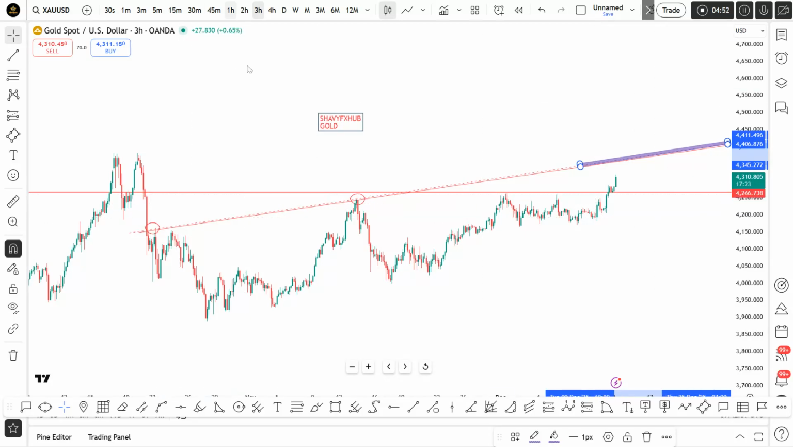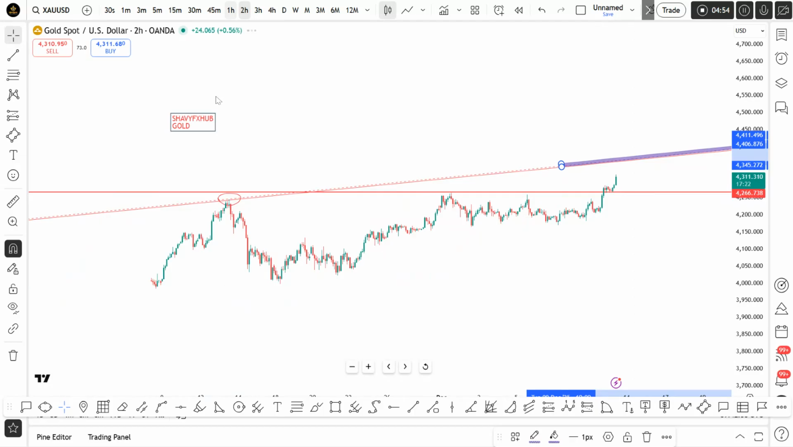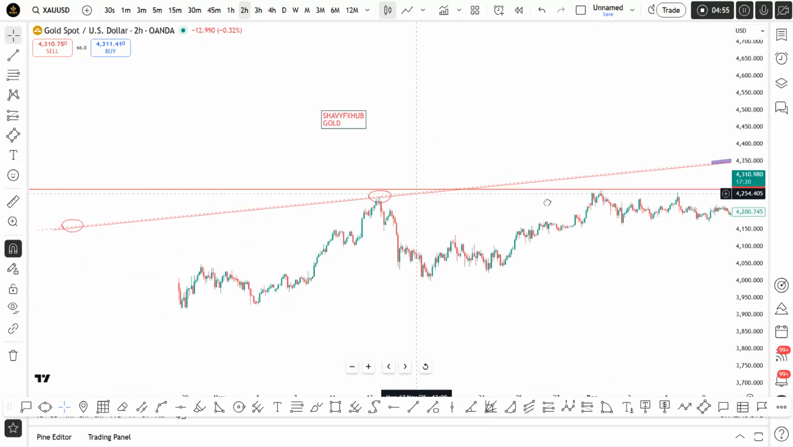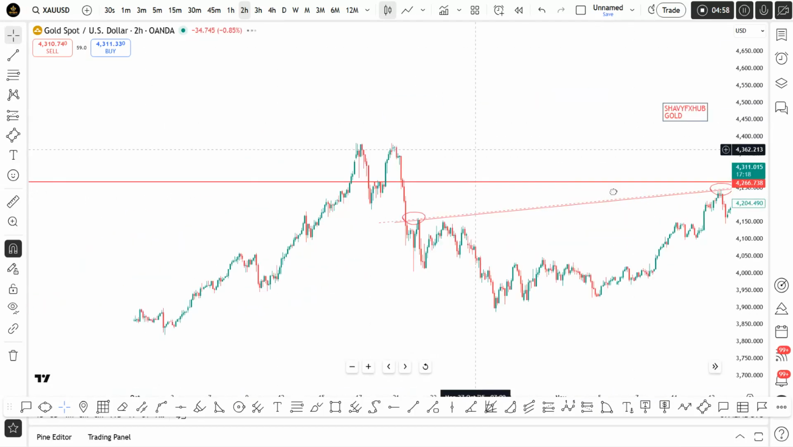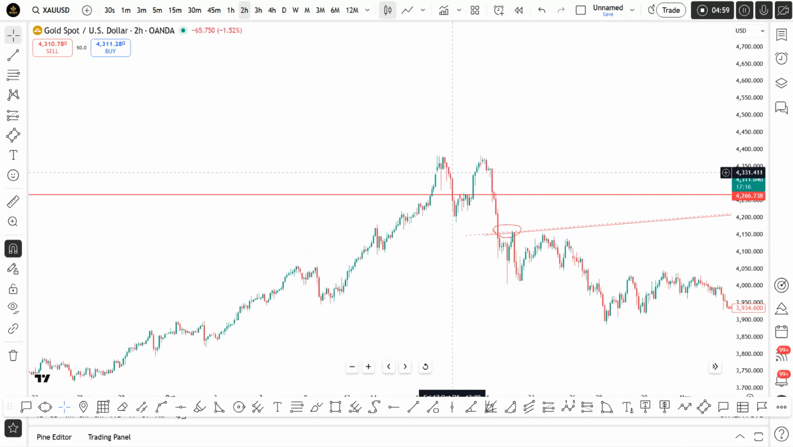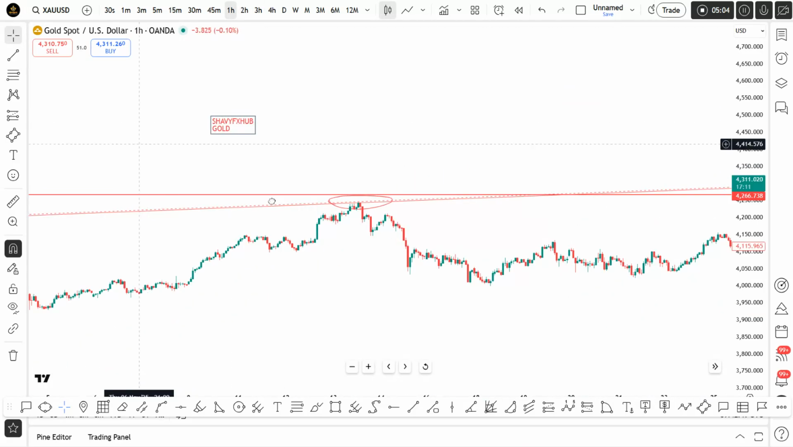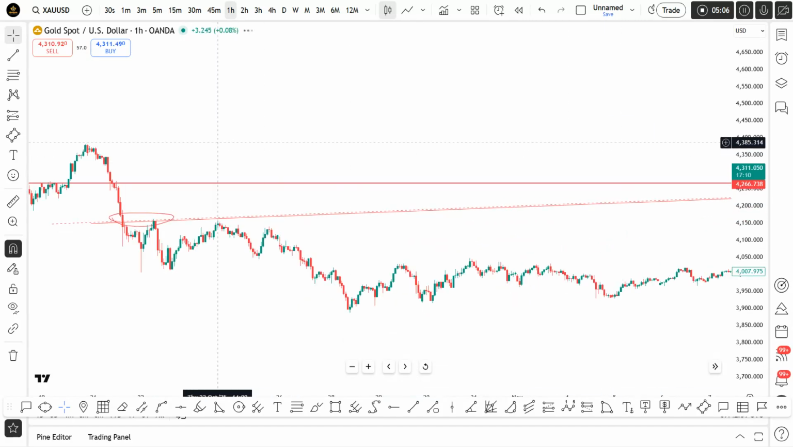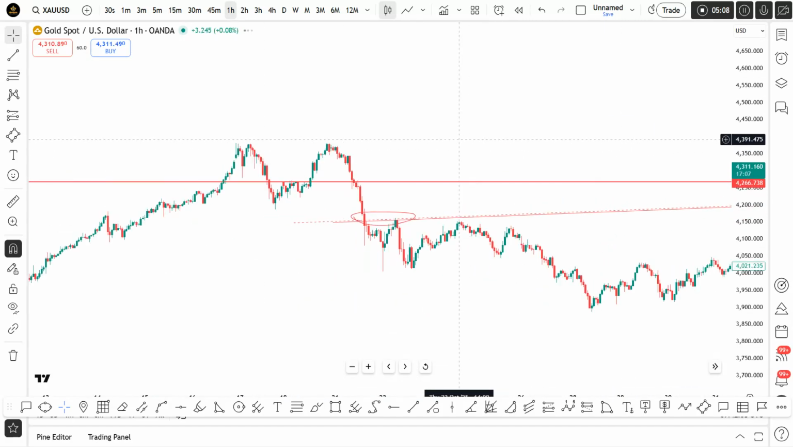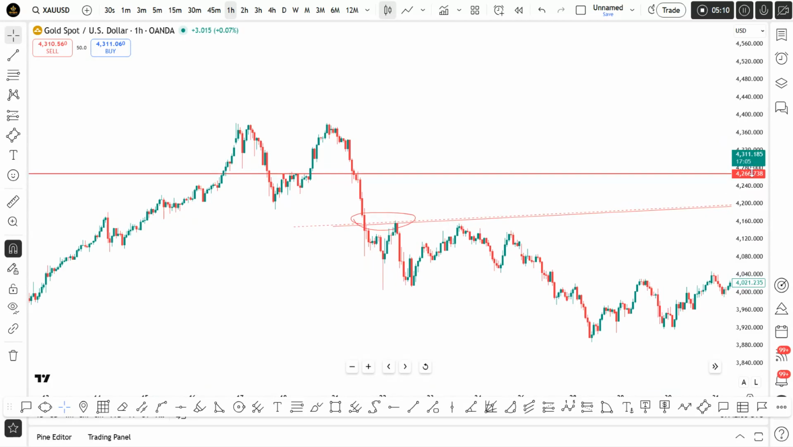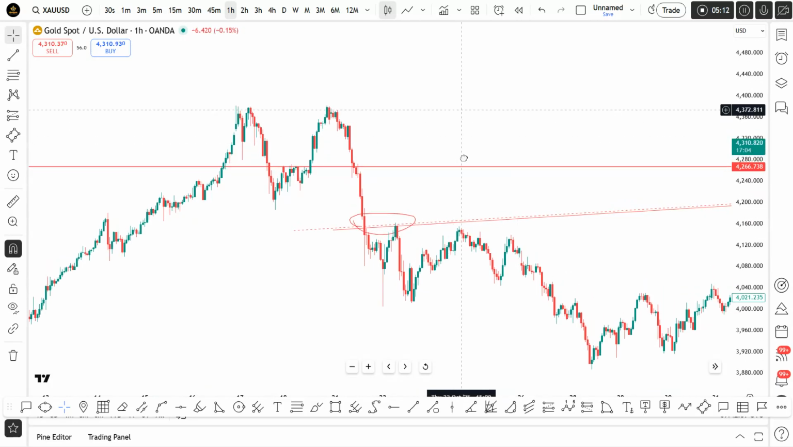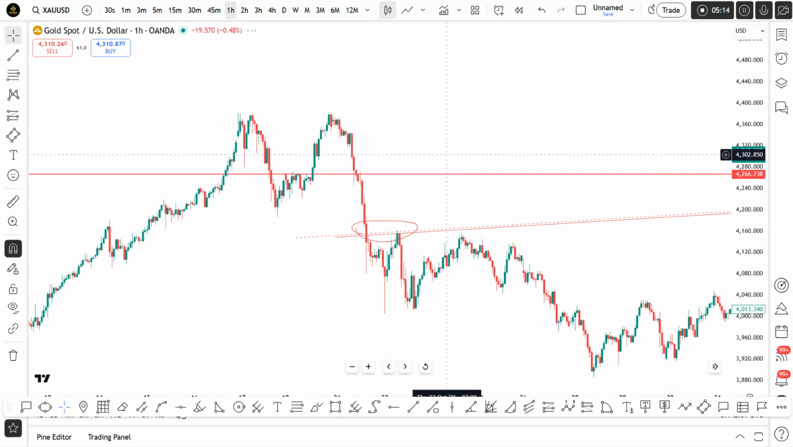So let's look at a lower time frame to see if we're going to find structure. There is no structure here in 2 hours. There's no structure in 1 hour. So we found a structure in 1 hour. The structure we have found in 1 hour is very clear.